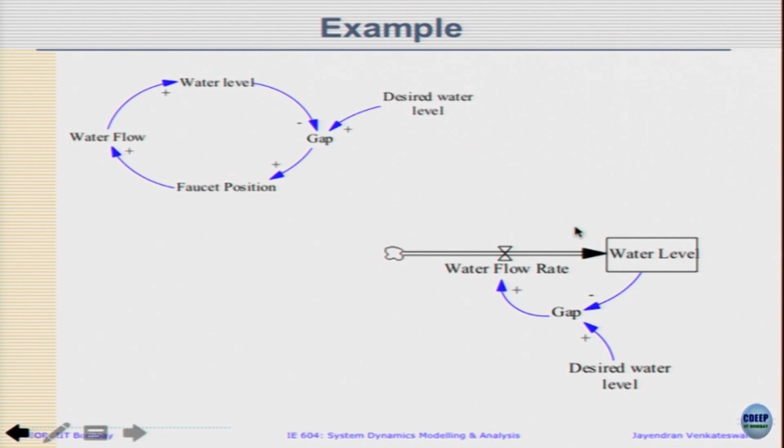So in many papers, you may find that people quickly jump into stock flow representation to represent the same thing without bothering about the underlying equation. How this gap affects the water flow rate, we don't know. Right now, we have time for it, we will figure it out. So this is the representation. Now let's quickly understand the role of stocks and then look at some examples.